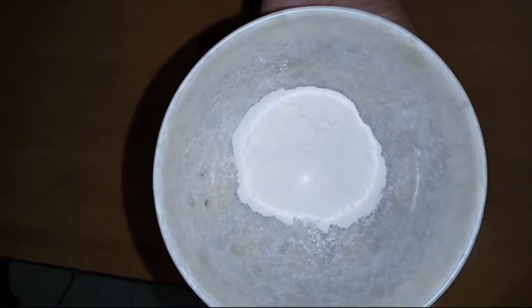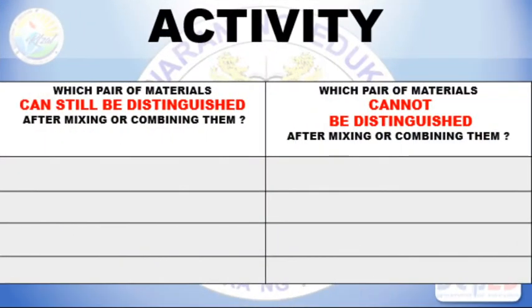So now, you are ready to answer this. What happened to solid materials when mixed with other solid materials? Describe its appearance by completing this table. Kindly write down your observations and then complete the table here. Which pair of materials can still be distinguished after mixing or combining them? Then, which pair of materials cannot be distinguished after mixing or combining them? I'll give you 1 minute.